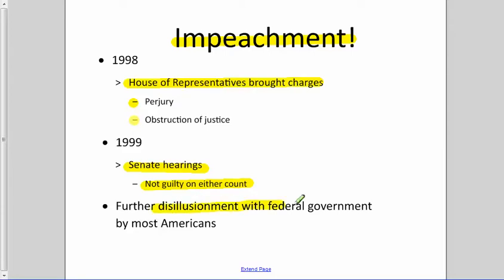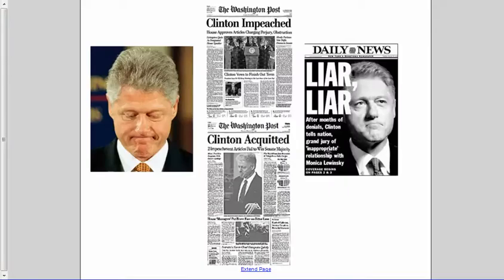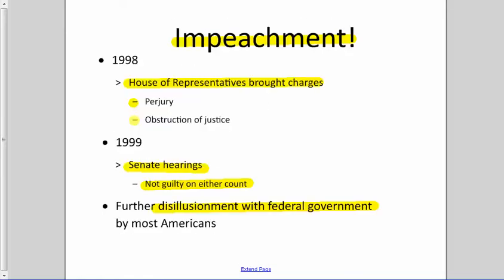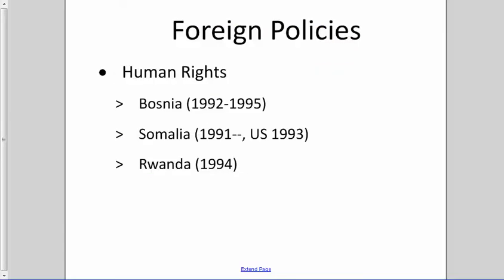More disillusionment with the federal government by most Americans. People really don't trust the government. Who can you trust? They lie about everything. Should this be happening? And so it really changes, or continues to change, the relationship between Americans and the federal government. So outside of the impeachment, Clinton's domestic policies were really pretty successful.